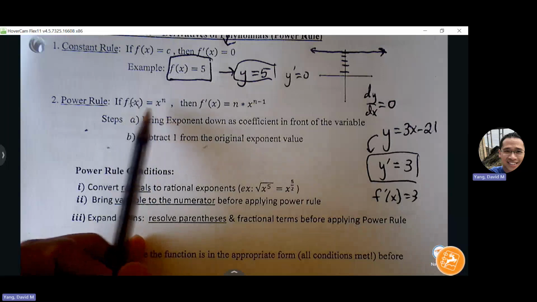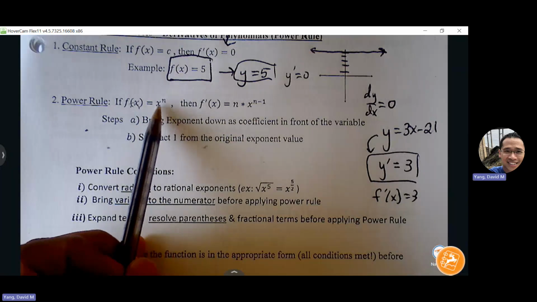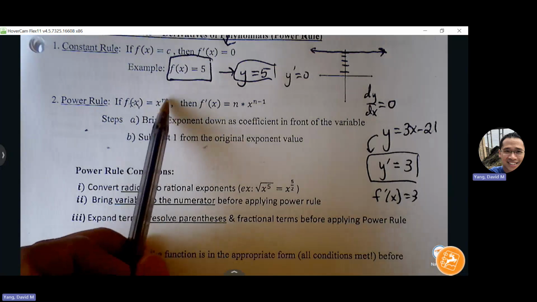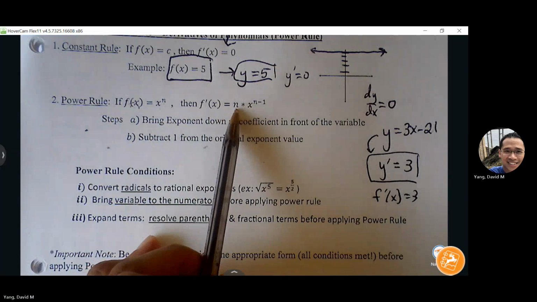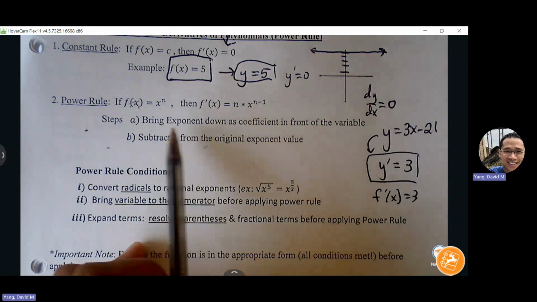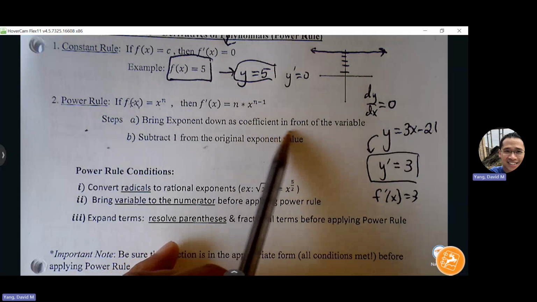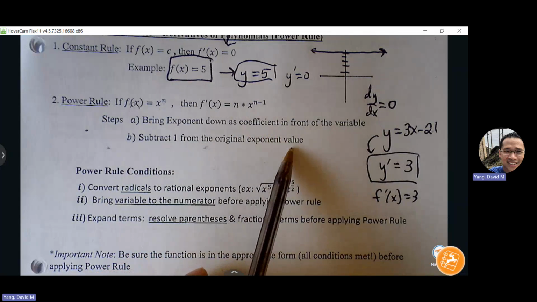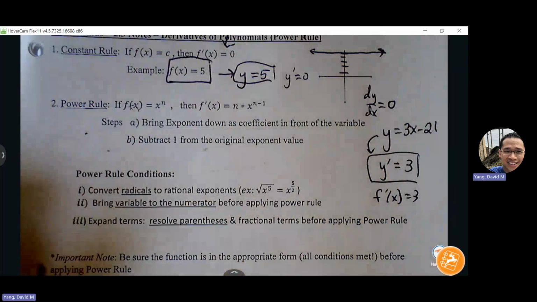So here's the rule. The rule says if I have a variable raised to an exponent power, then my derivative, or my slope formula, is just this. I'm going to bring that exponent down and then subtract 1 from the exponent. So bring the exponent down as a coefficient in front of the variable and then subtract 1 from the original exponent value. Okay, let me just do a quick example here.